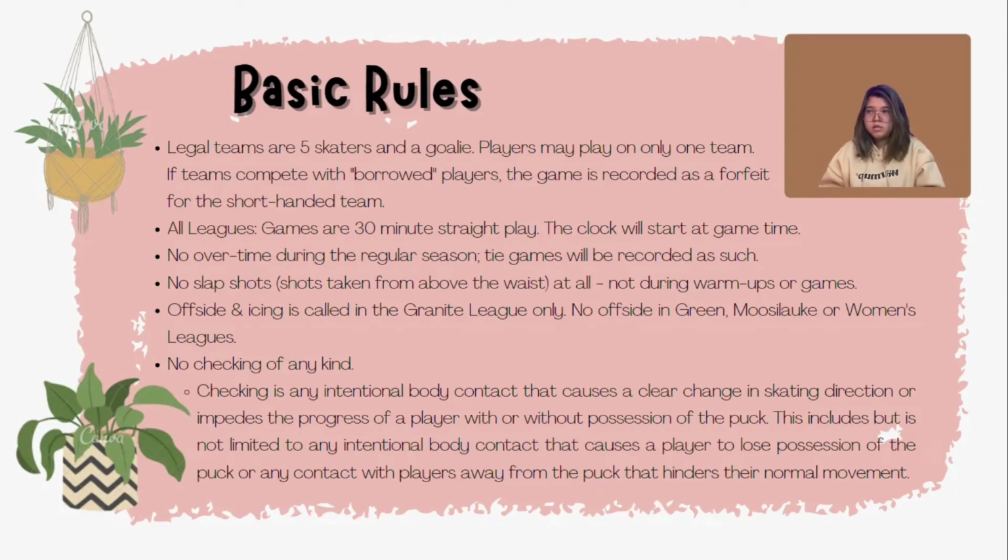Rules of the game. Basic rules. Legal teams are 5 skaters and a goalie. Players may play on only one team. If teams compete with borrowed players, the game is recorded as a forfeit for the shorthanded team. All league games are 30 minutes straight play. The clock will start at game time. No overtime during the regular season. Tie games will be recorded as such.